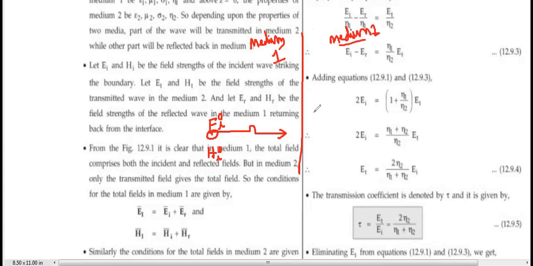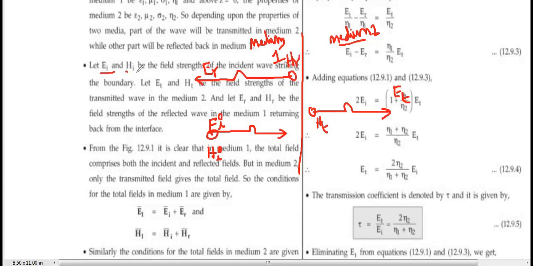And there is a transmission that occurs, ET. And similarly, some part is reflected here. Let it be ER. My dear students, here there is an HT also, and here the HR, in the normal incidence.